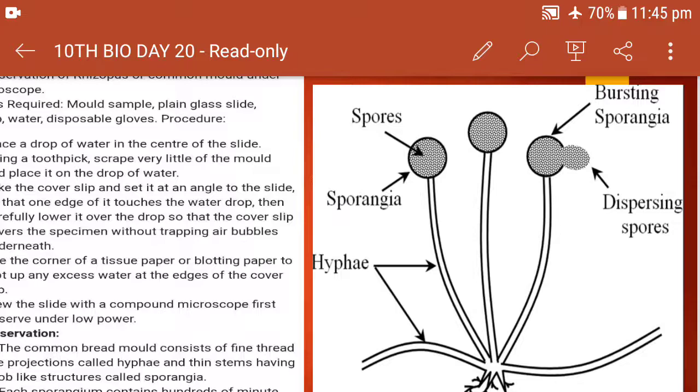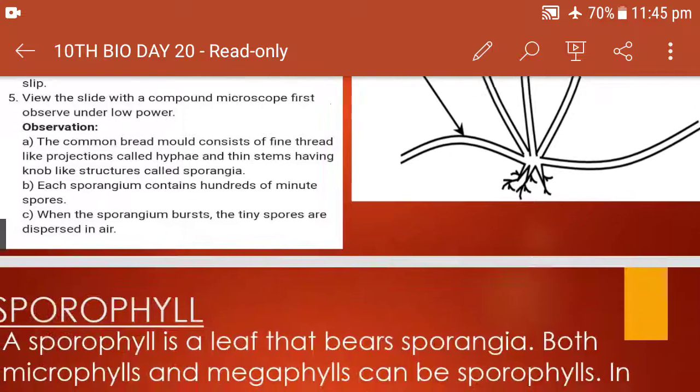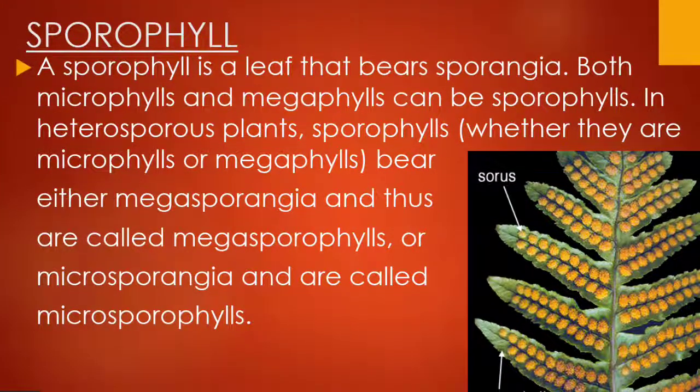And when the sporangium bursts, the spores are dispersed. They are spread all over and they continue their life cycle. Now the last part is the sporophyll. What is a sporophyll? A sporophyll is a leaf that bears sporangia. Both microphylls and megaphylls can be sporophylls. In the heterosporous plants, sporophylls, whether they are microphylls or megaphylls, bear either megasporangia, thus they are called megasporophylls, or microsporangia, and they are called microsporophylls.